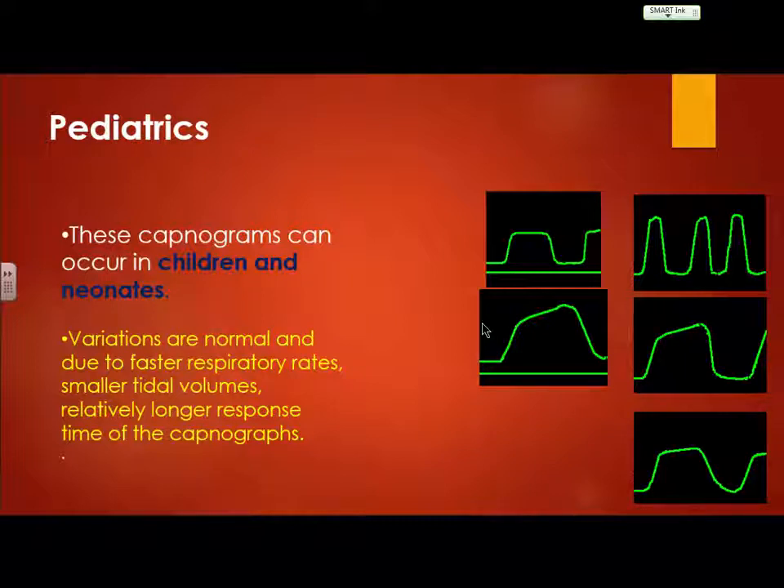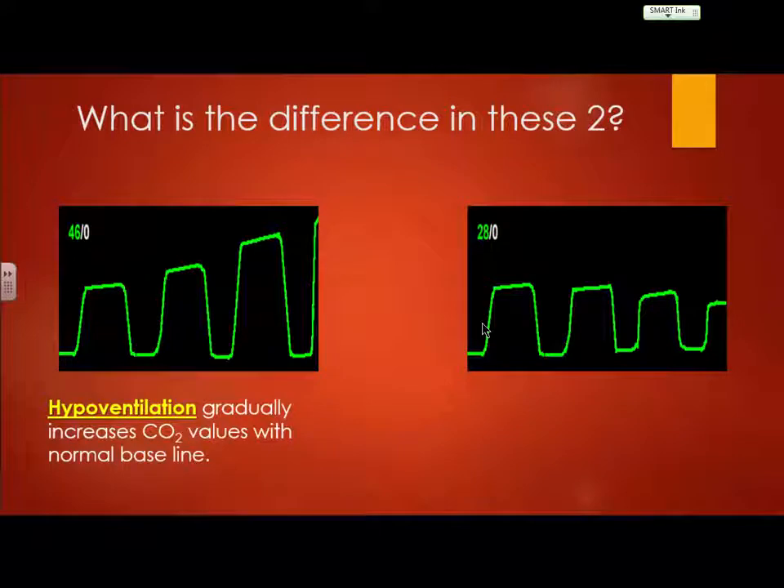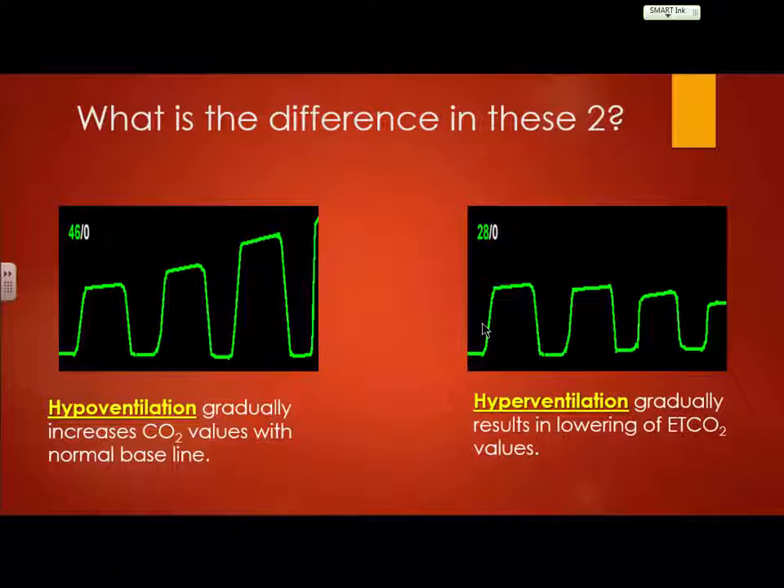But the big deal here is that I want you to know what to look for with adults first and foremost. All right? So what do you think this is? We've got a progressively increasing CO2. Hypo. So what do you think this is? Hyperventilating. All right. Easy enough.